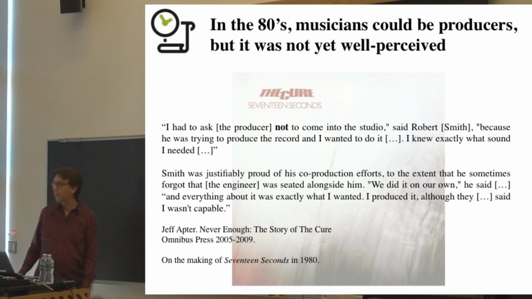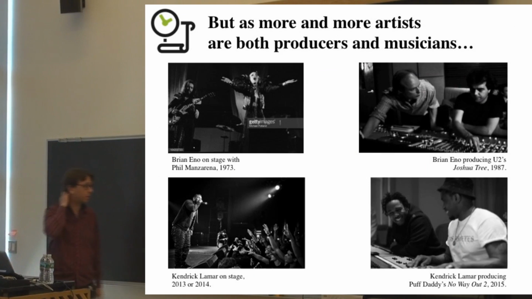And then, this is the first album we listened to, 17 Seconds. The lead singer and writer and frontman, maybe 22 years old, wanted to produce the album, to do the sound of the album. It was not very easy because studio time was expensive back in the 80s. But he eventually produced the album, though it was not yet well perceived. He had trouble doing that.